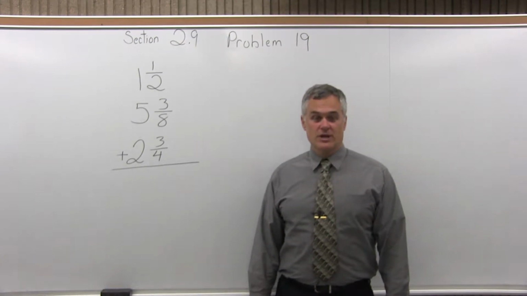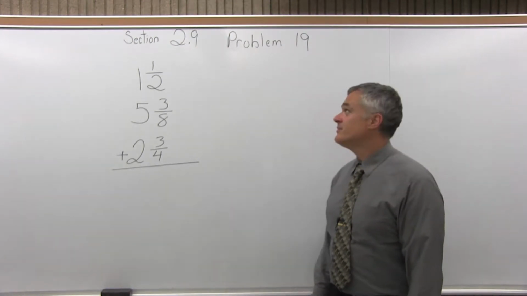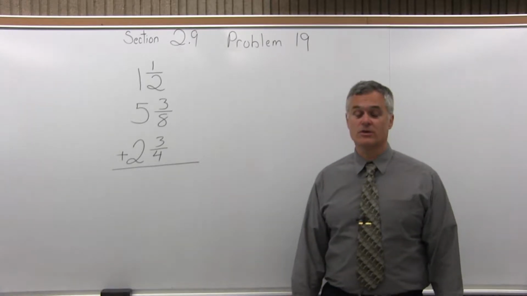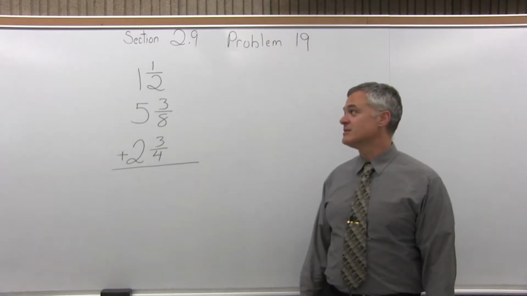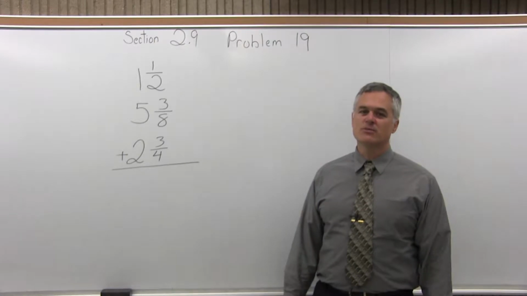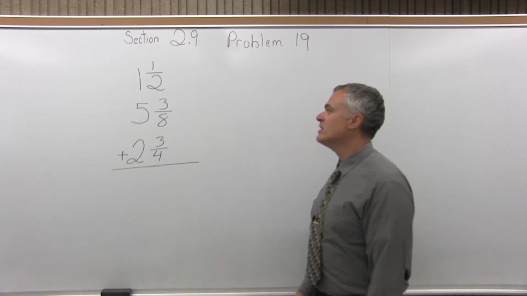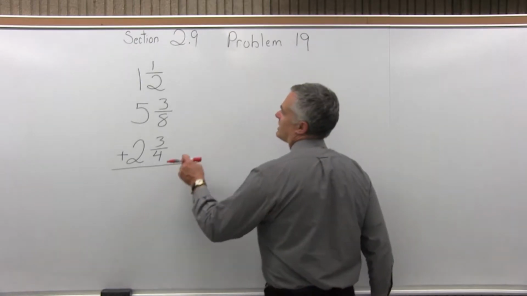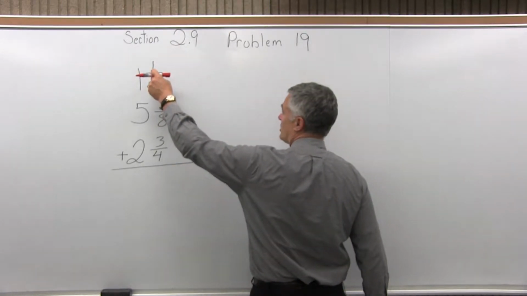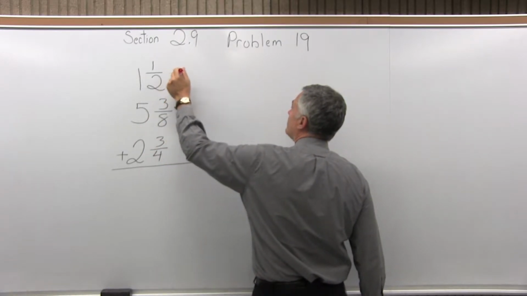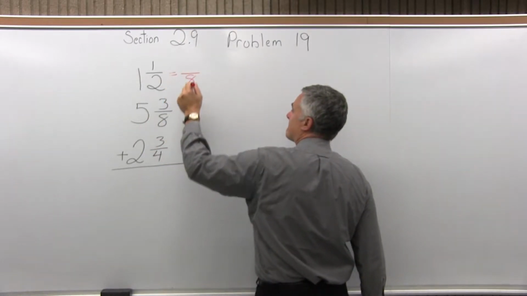This is Section 2.9, Problem 19. We have to add 1 1/2 plus 5 3/8 plus 2 3/4. So there are three mixed numbers to add together. It's really the same process, whether you only have two or even more than three. What you want is a common denominator. Looking at our denominators of 2, 8, and 4, they will all divide into 8 evenly.